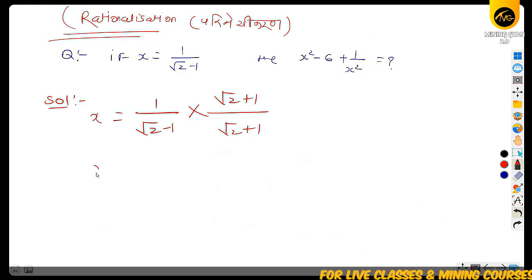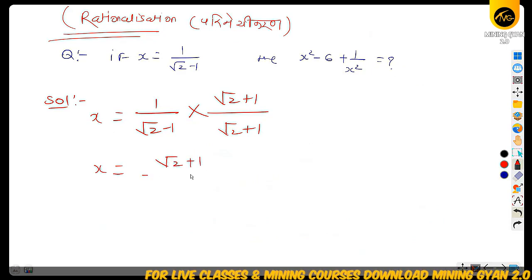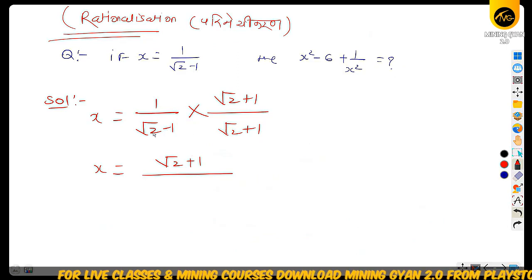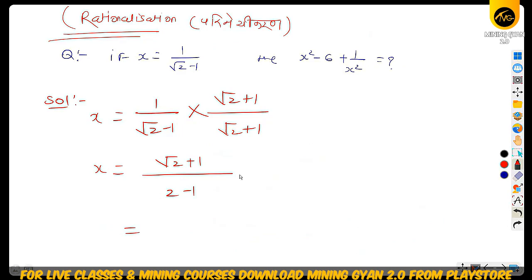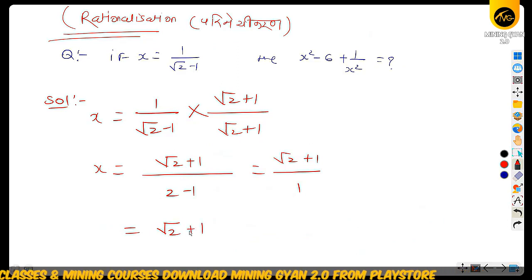X is equal to root 2 plus 1 divided by, multiply by root 2 minus 1. Root 2 minus 1, that means 2 minus 1. Clear? So root 2 plus 1, that means 1. So x is equal to root 2 plus 1.